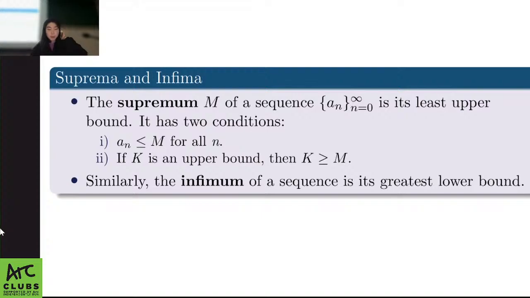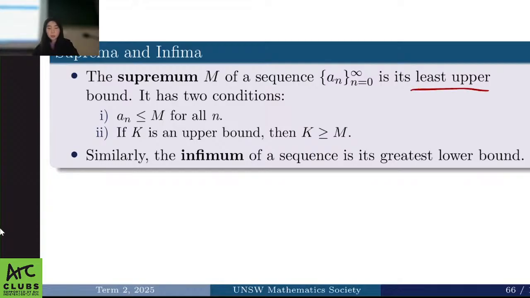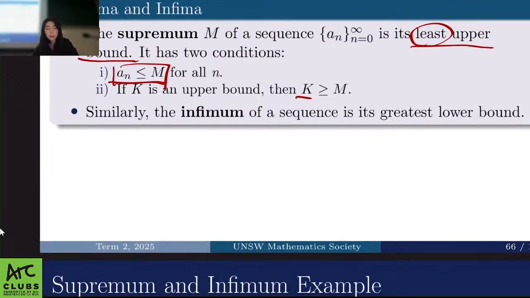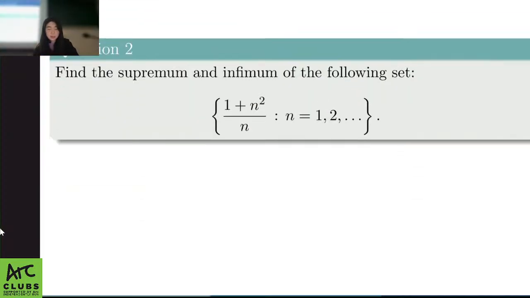Right, the concept of supremum and infimum. So basically the supremum of a sequence is its least upper bound. It's just a number such that all of the terms in the sequence are always less than or equal to this number. And if all of the terms in this sequence also happen to be always less than or equal to some other number, for example k, then we know that k must be greater than or equal to m. So therefore, this is just the smallest number that we can find that satisfies this criteria. And similarly, the infimum of a sequence is just its greatest lower bound. Usually, they're pretty easy to find.